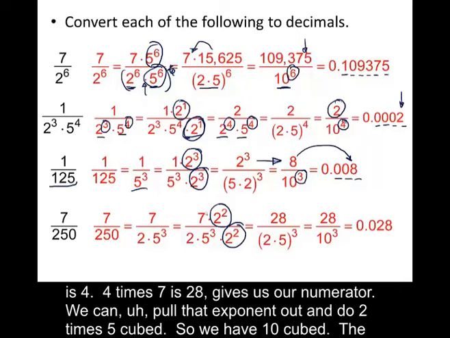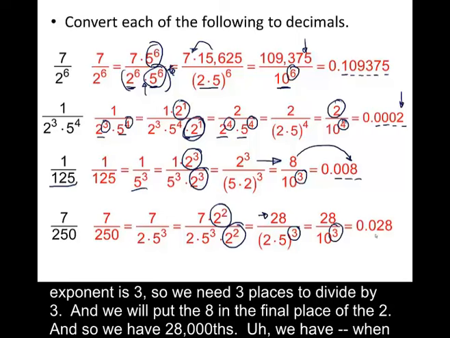2 squared is 4, 4 times 7 is 28, gives us our numerator. We can pull that exponent out and do 2 times 5 cubed, so we have 10 cubed. The exponent is 3, so we need 3 places, and we will put the 8 in the final place, the 2 in the next, and so we have 28 thousandths.